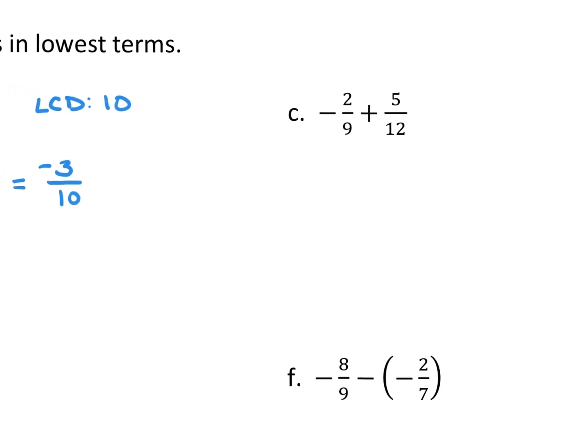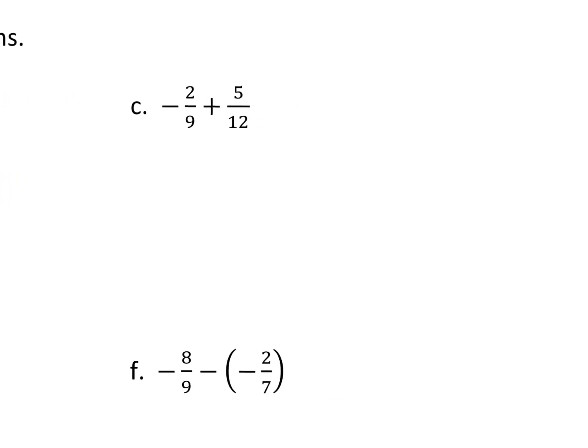All right, last one, we have negative 2 over 9 plus 5 over 12. And so we want to know, what is the LCD? For 9 and 12, take a few minutes and think about what you think it might be. And if you said 36, you would be correct. If you are not sure, you are allowed calculators, okay?